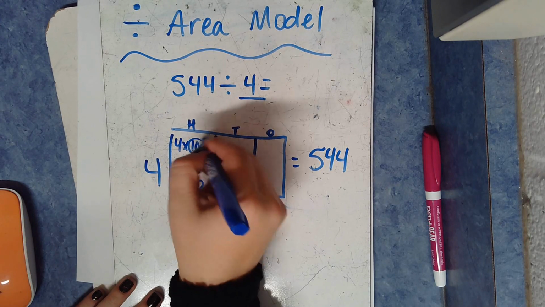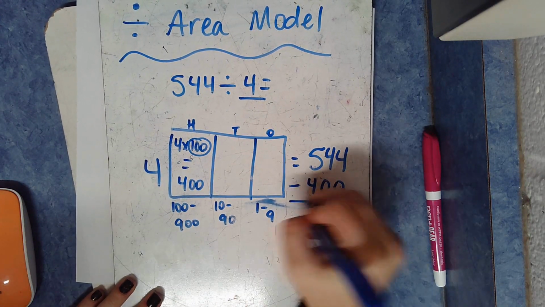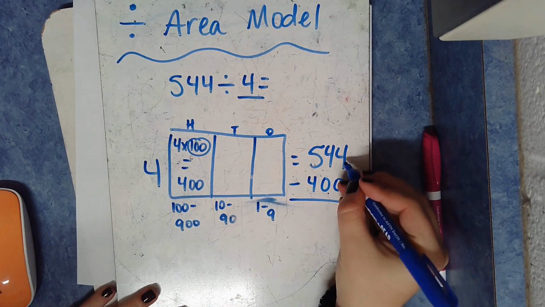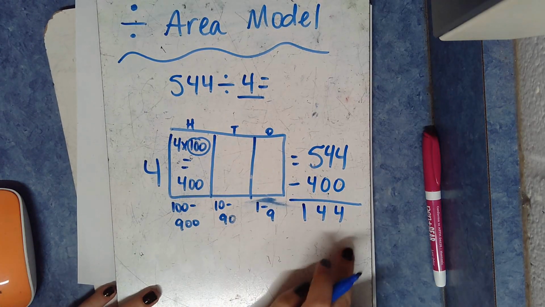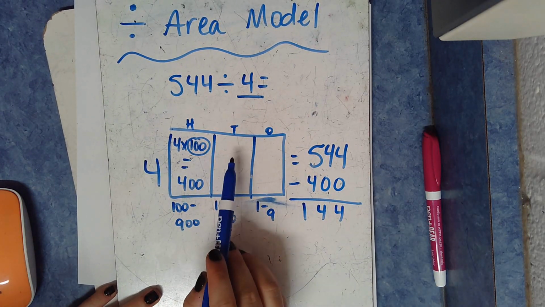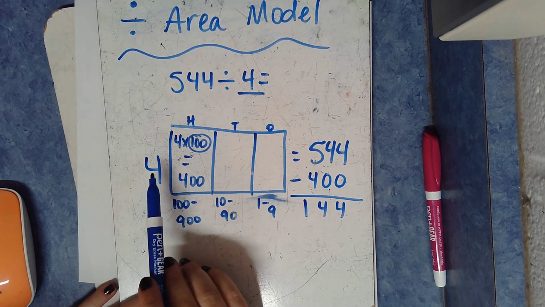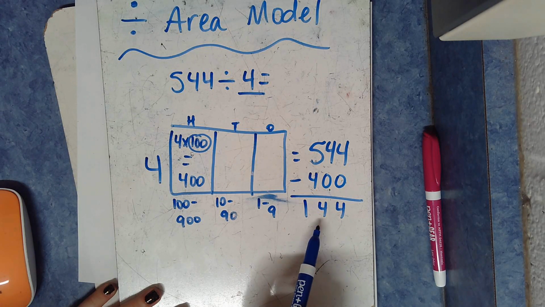So we multiplied by this 100, and now we are subtracting our findings to see what we have left to multiply and find. So the answer to this is 144. That's how much we have left. And we are going to now move to our tens place, to our second part of our area model. 4 times a 10 gets me closest to 144.